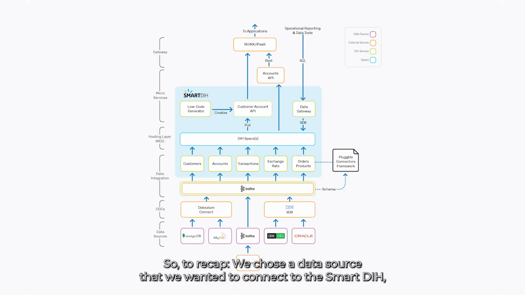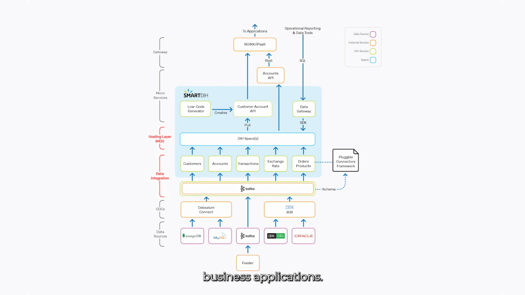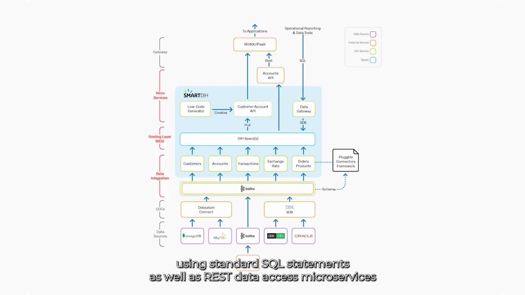That's it for now. So to recap, we chose a data source that we wanted to connect to the Smart DIH. We then created a data pipeline. The data started flowing in, stored in a unified and consolidated format that's easily accessible to the enterprise business applications. All this data is now available for retrieval using standard SQL statements as well as REST data access microservices that we created in a single click without writing a single line of code.